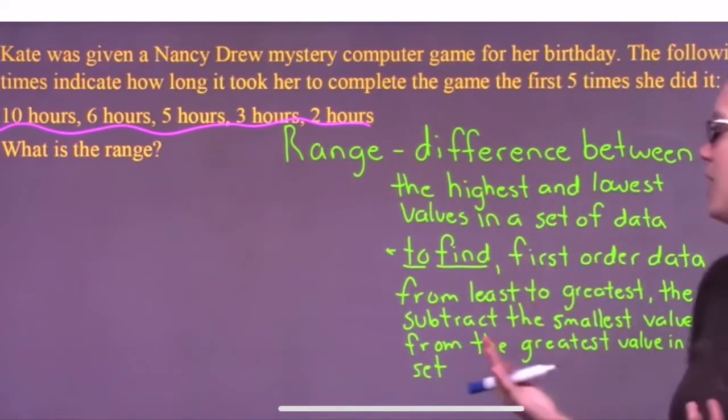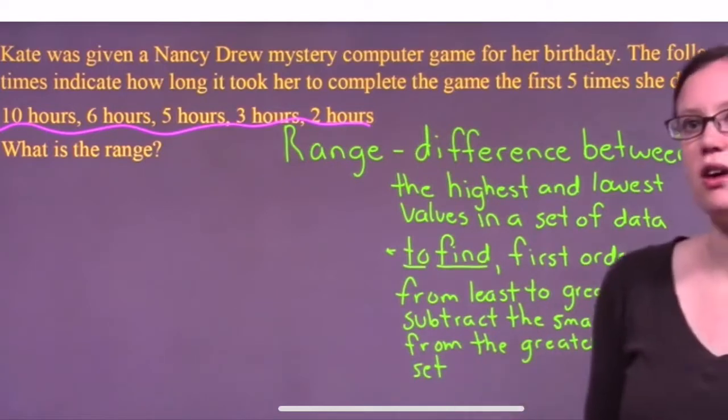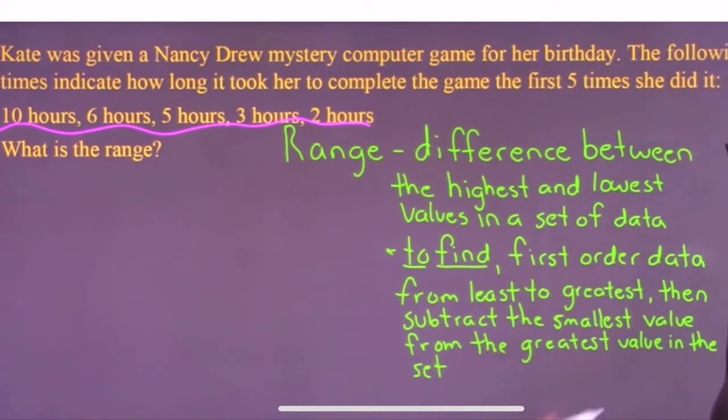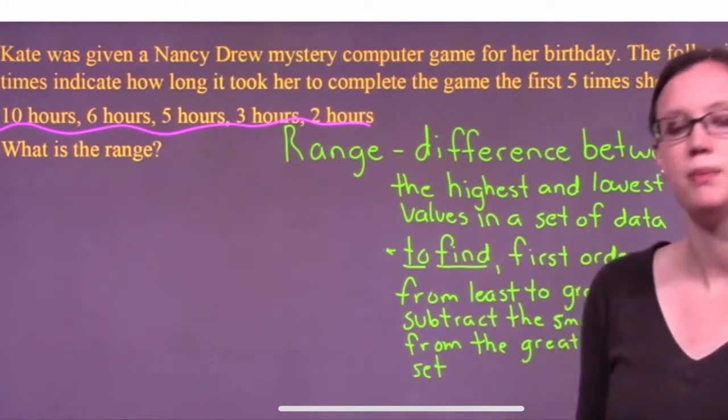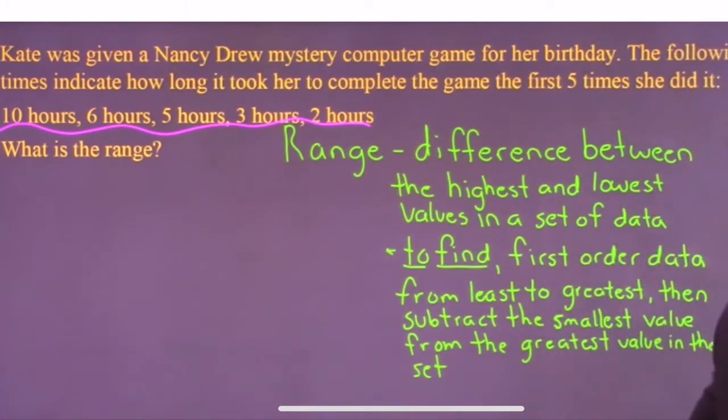Okay, so to find this, the first thing we want to do is order our data from least to greatest. That's our first step. Then we want to subtract our smallest value from our greatest value in our data set after we've ordered it. So let's do this together.